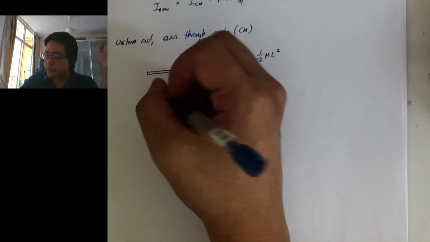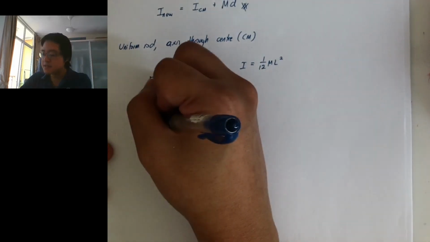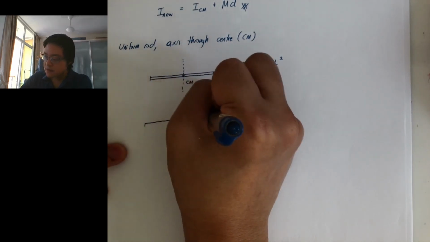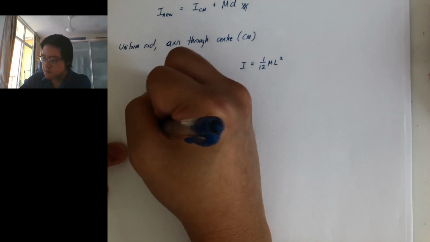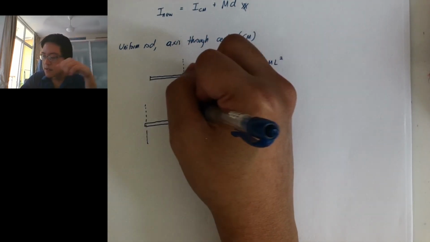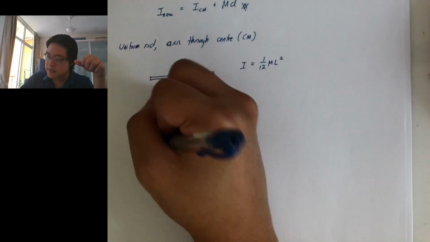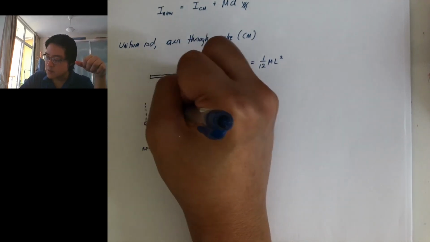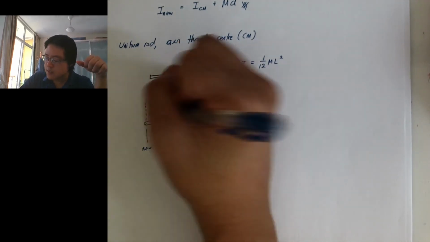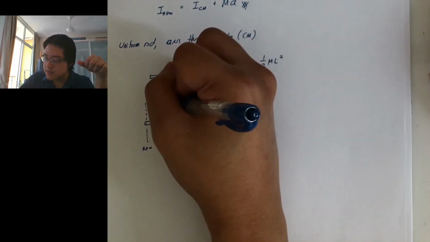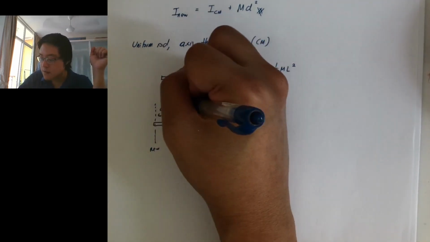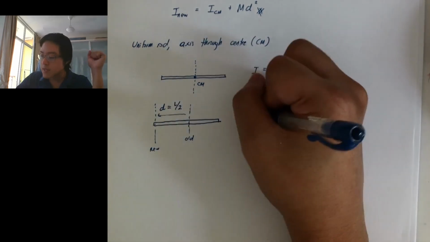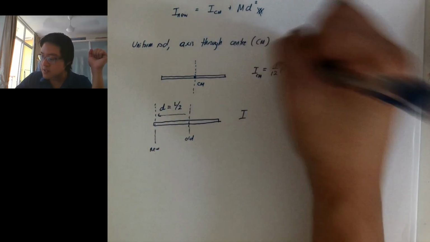Yes. So now if I shift this axis to a new position, this is my old axis and this is my new axis. So my shifting is towards this direction by the distance d. So what is the distance d? It is just half the length of the rod, so it's L/2. So what is my new moment of inertia? This is my cm.